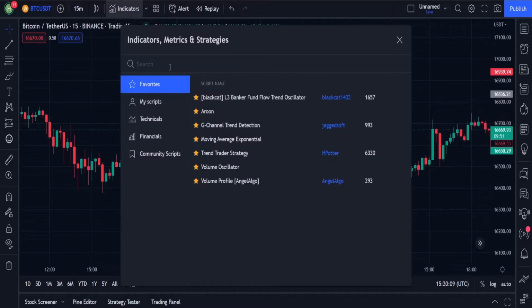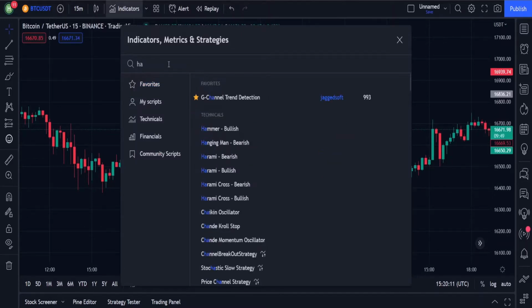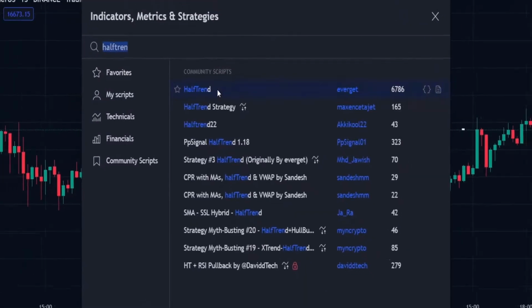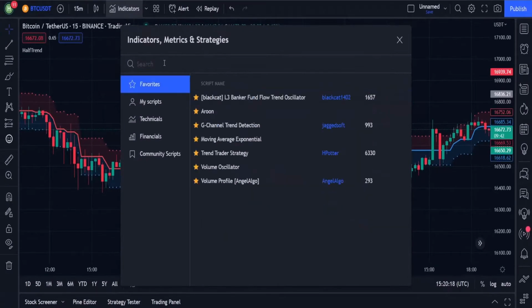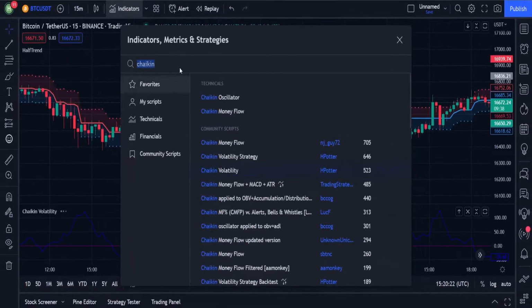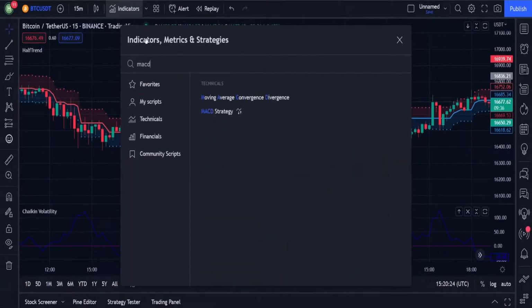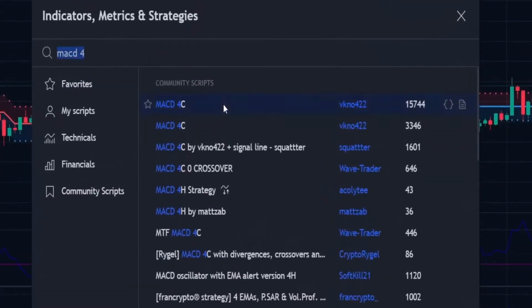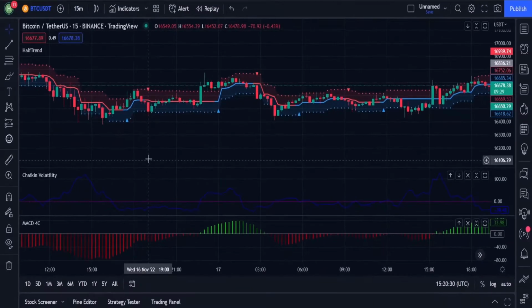So for the first indicator, in the Indicators tab, we'll search for half trend and add this one to our chart. For the second indicator, we will need Chaikin volatility. It's going to be this one. And for the last indicator, we'll search for MACD 4C. It's going to be this one. We'll add it to our chart. These are all the indicators we'll need for this strategy.